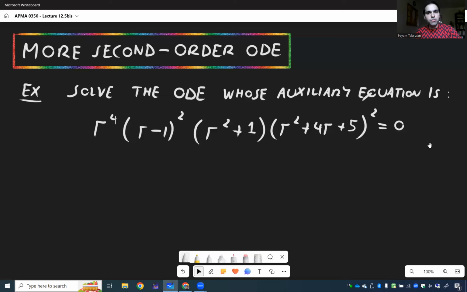So I think it becomes 4 plus 2, 6, 8, and then plus 4. It's a 12th order ODE. Oh my God. All right. So in this case, let's find the roots. It's not too bad. So we have r equals 0, which is a quadruple root.